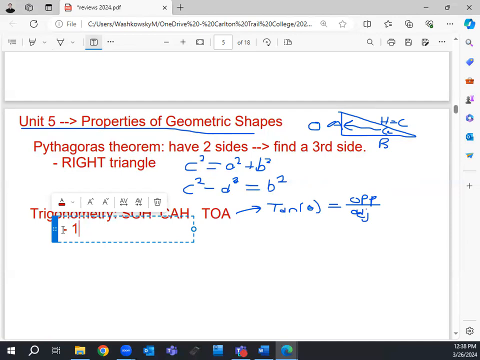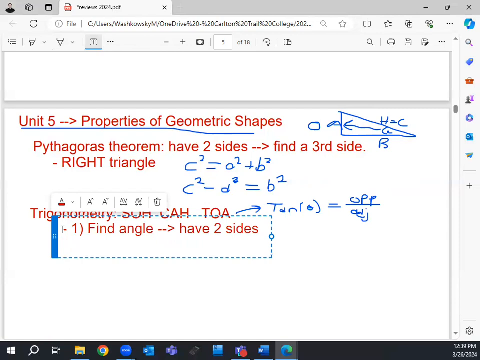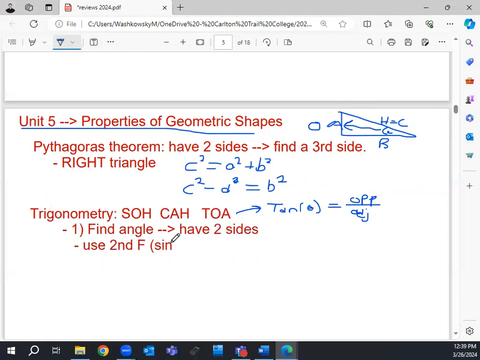There's two uses. The first is, we can find an angle if we have two sides. And this is going to use the second function, for example, sine to the power of -1. So you can find an angle with that, because remember, you need to separate these two. You can't divide by tangent, sine, or cosine, because your calculator breaks. So you have to use that second function tool.